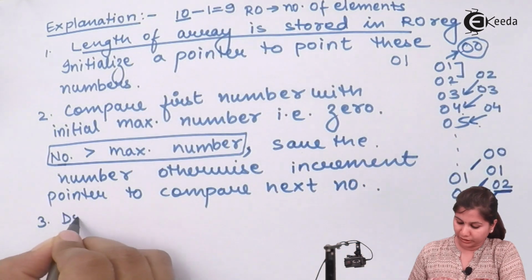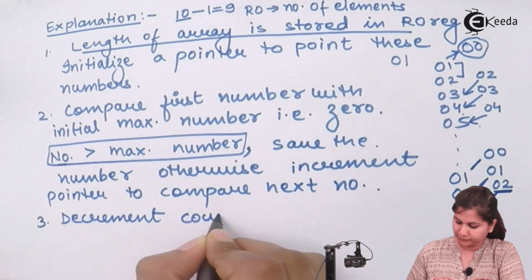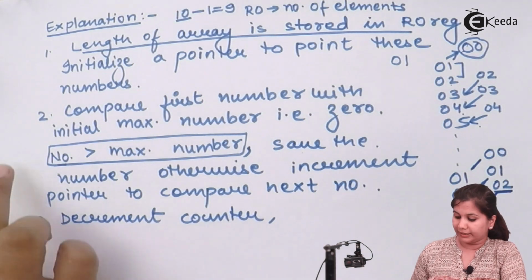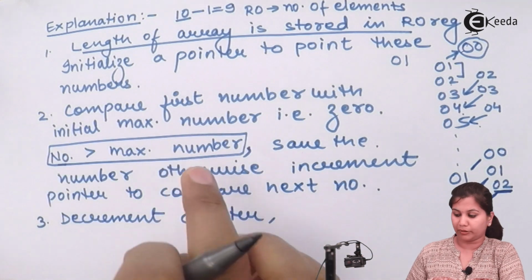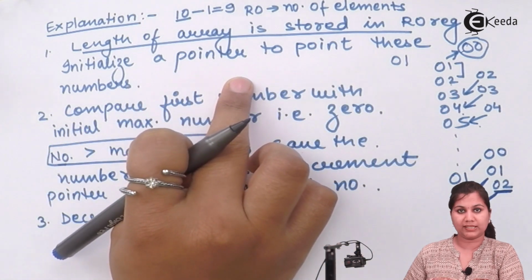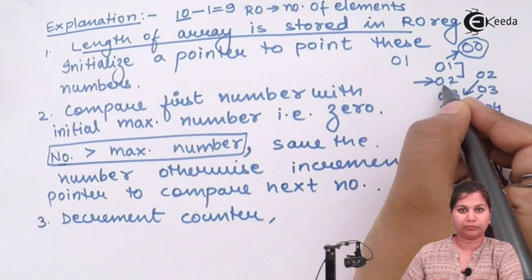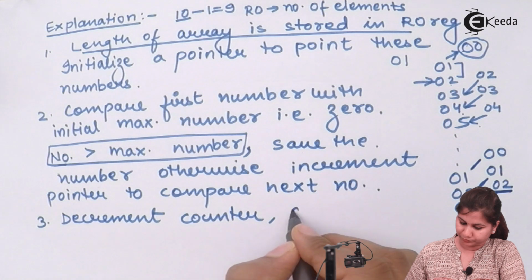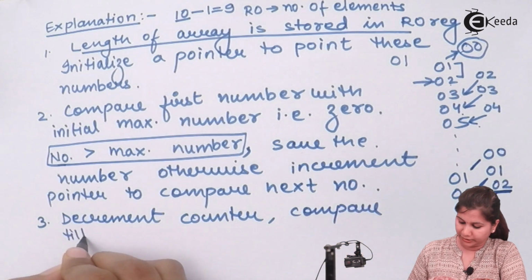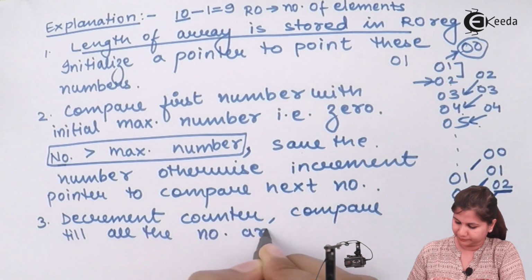So in the next step, decrement counter. And again repeat this process, because now the memory pointer which is pointing towards these numbers will now come to the next number. And this comparison will be done till all the numbers are compared.